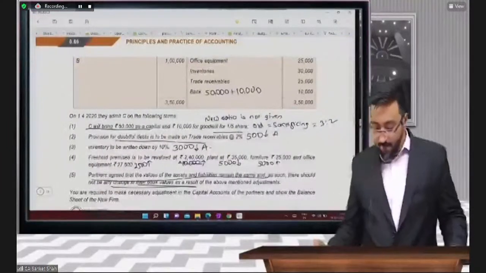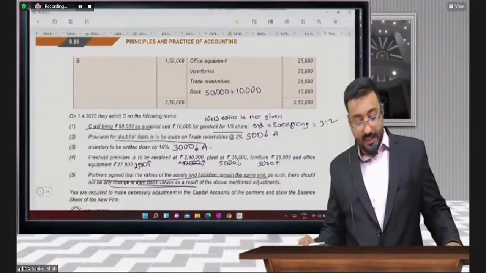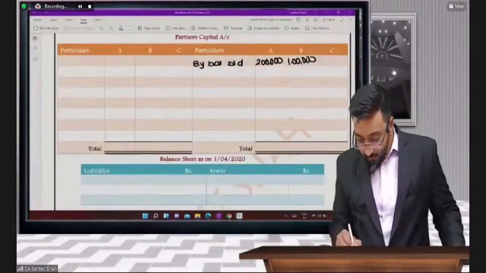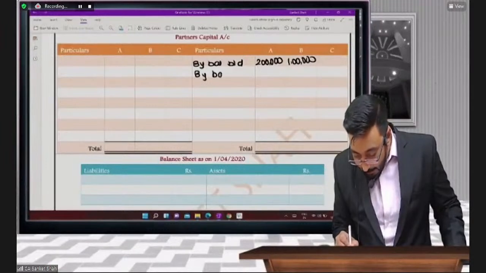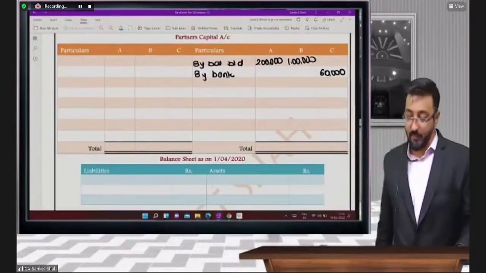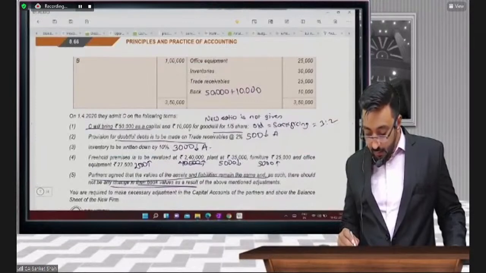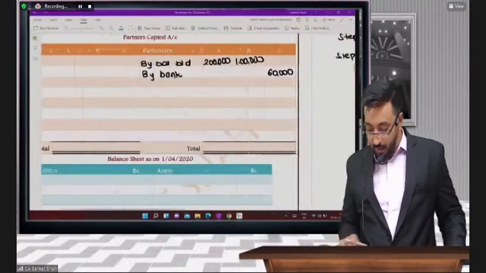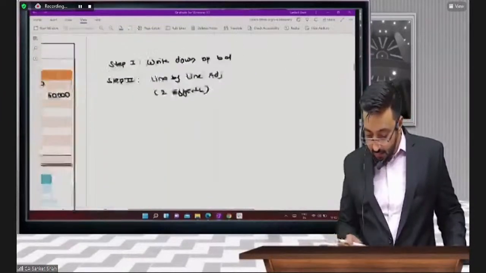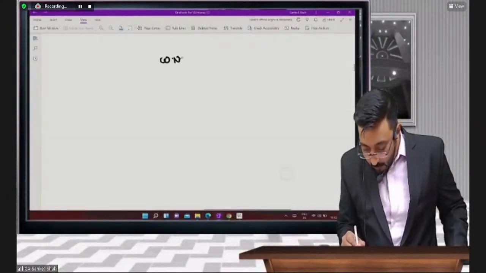Next one. Yes. New ratio. C will bring 50,000 as capital. So by bank, in C's capital 60,000, capital introduced. Now beta, for Goodwill, 1/5 share. So working note 1. Write down working note 1. Goodwill adjustment.